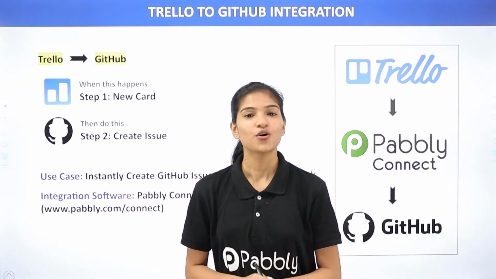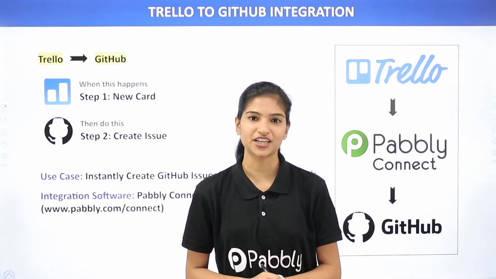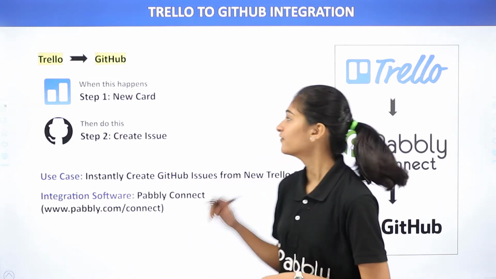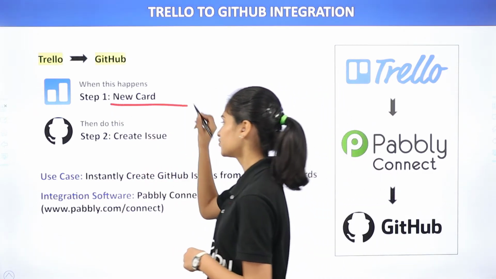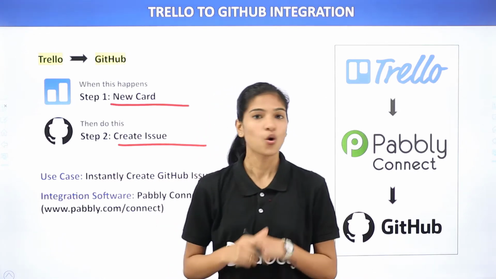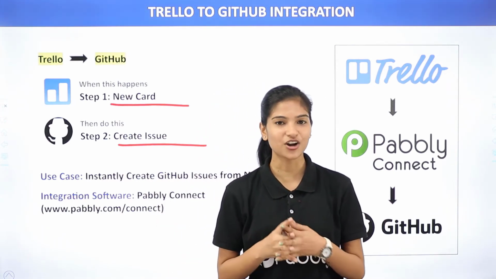Today in this video, we are going to integrate two software applications, Trello and GitHub. So the use case here is, whenever a new card is created in Trello, automatically create an issue in GitHub. Now let us know what these two software applications are all about.